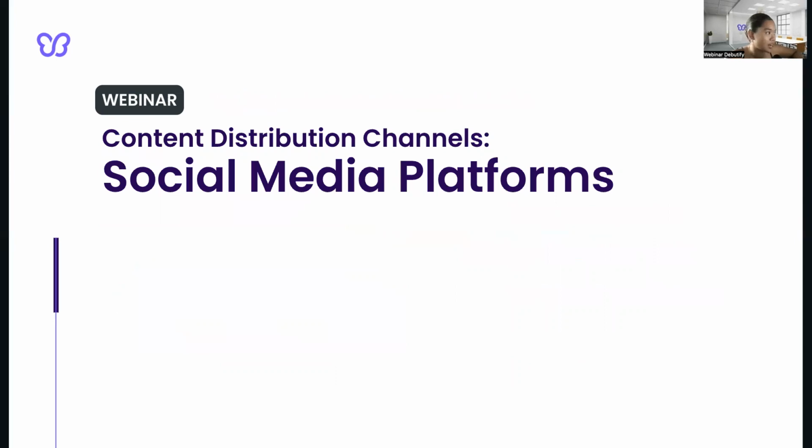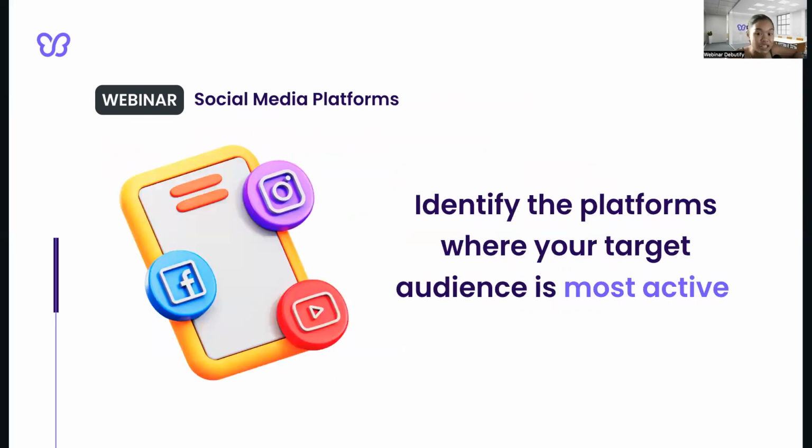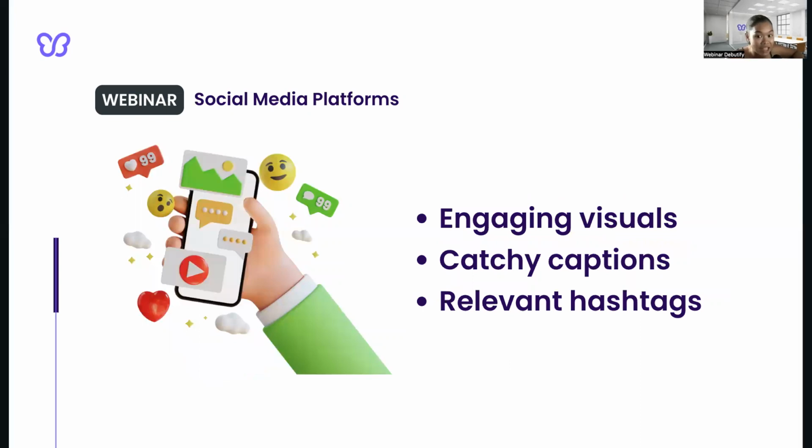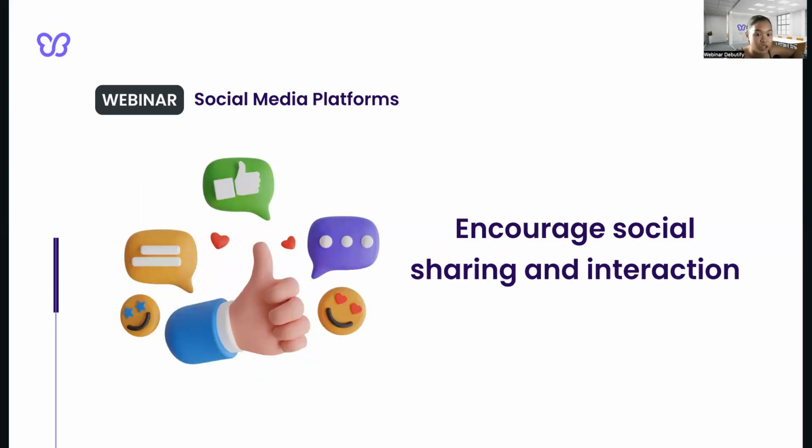Another content distribution channel is, of course, our favorite social media platforms. Social media platforms are the perfect place to connect with your audience and share your content. Identify the platforms where your target audience is most active and tailor your content accordingly. Use engaging visuals, catchy captions, and relevant hashtags to boost your reach. Also, encourage social sharing and interaction to amplify your brand's visibility and generate a buzz in the network that you have.